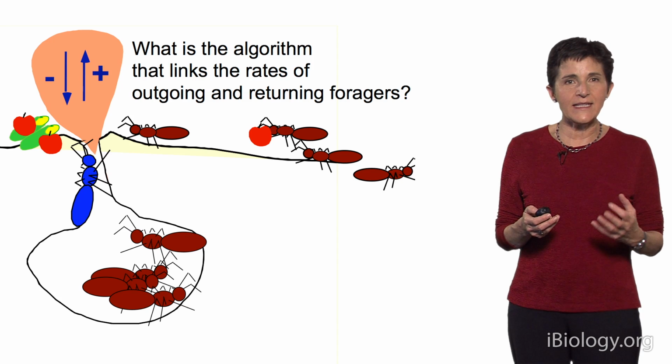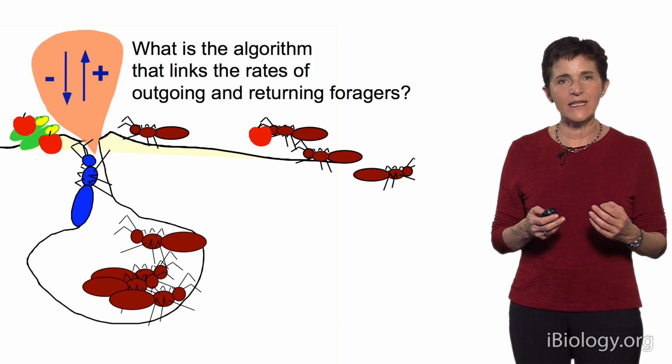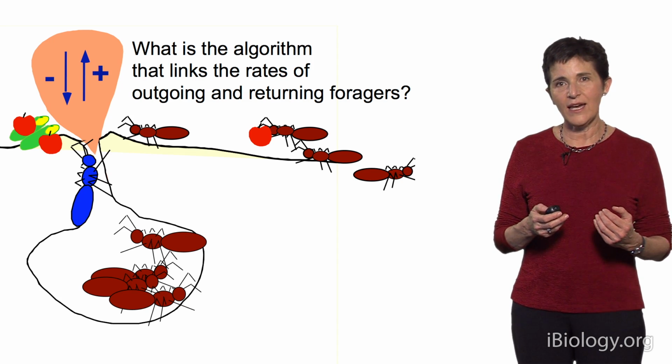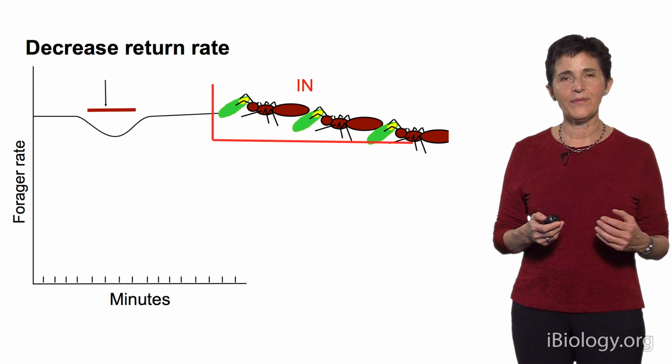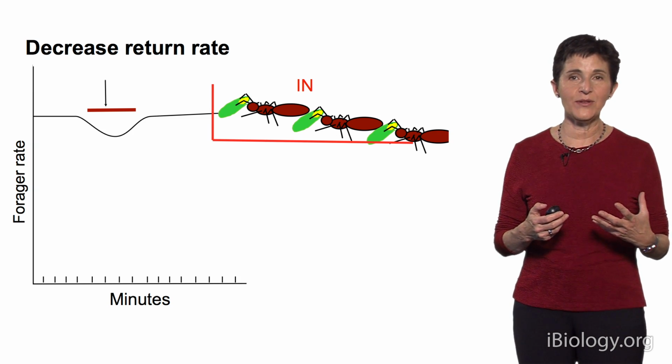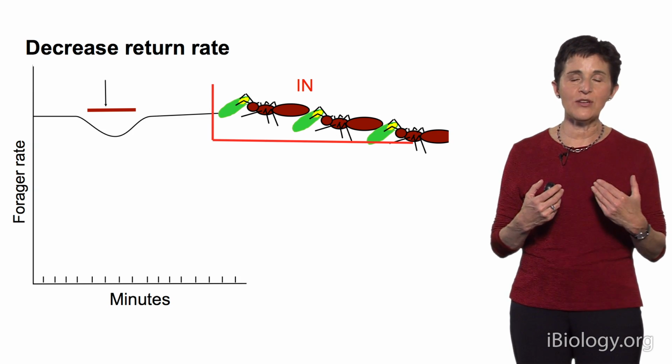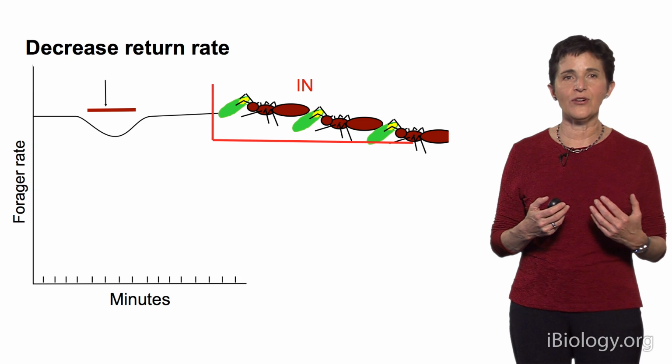So we'd like to understand exactly what is the algorithm that links the rates of outgoing and returning foragers. And to learn about this, we've been doing experiments where we decrease the rate of return for only a few minutes.